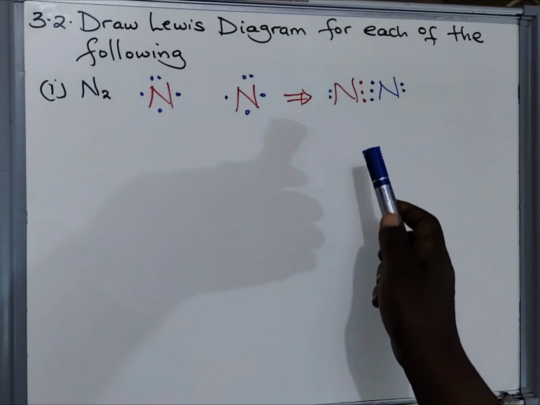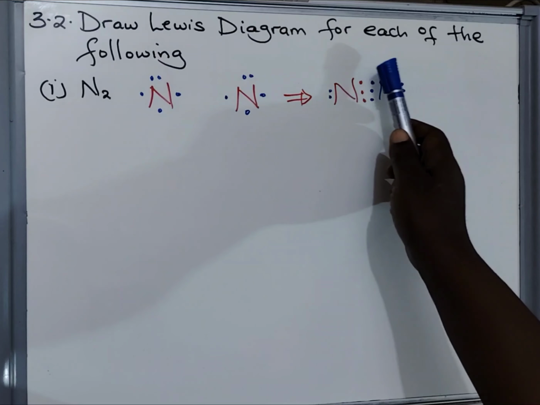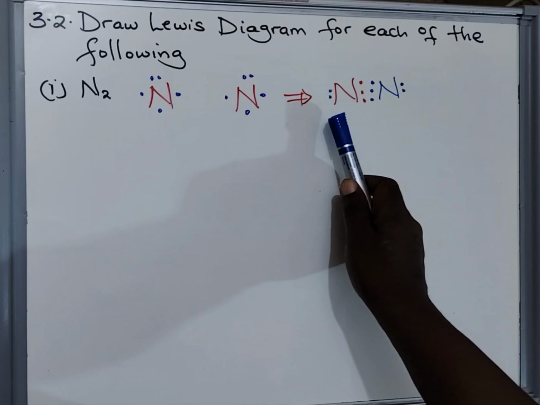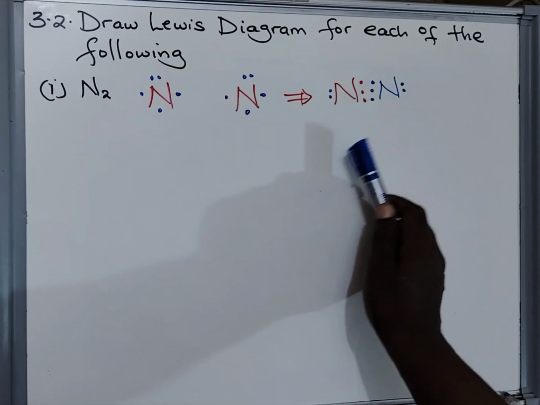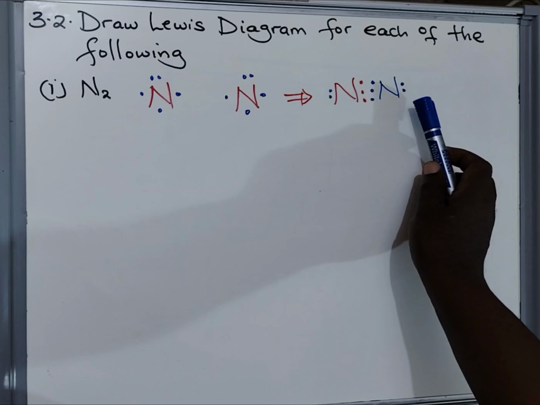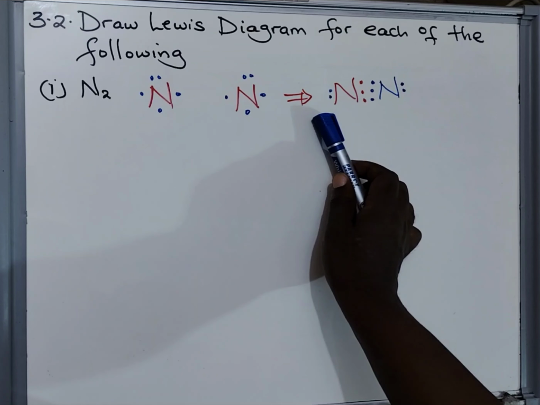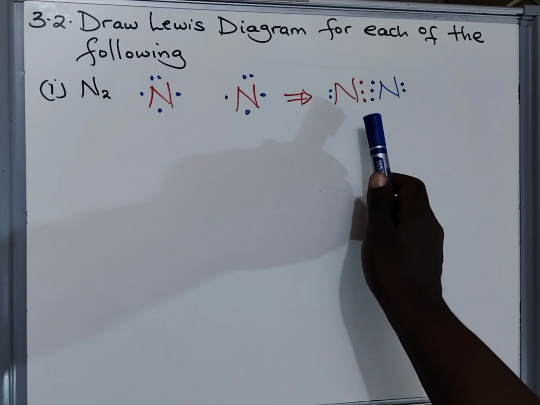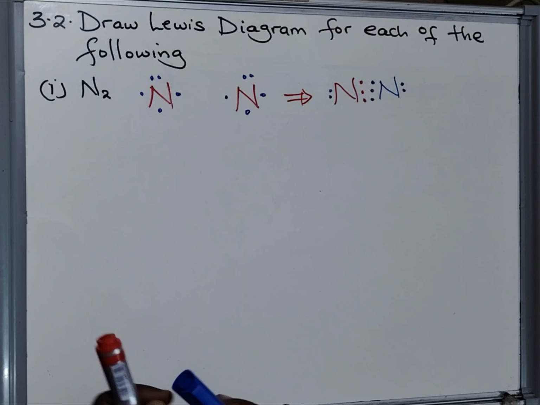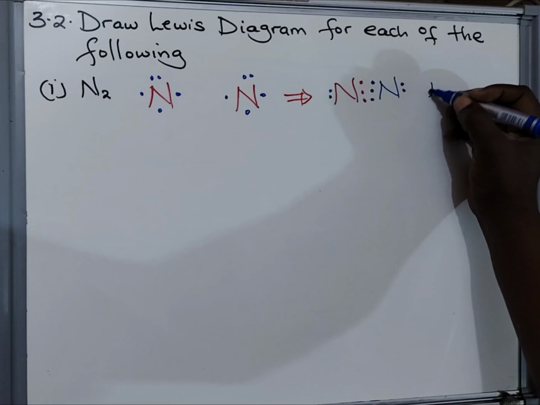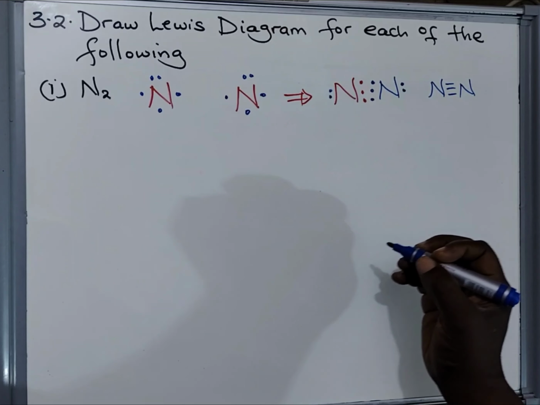So if you look at each nitrogen here, you realize that it satisfies the octet rule. It has 8 electrons. These are 6 plus 2 is 8. The same applies to the other one. It has 6 plus 2, which is 8. So that is it. What you have here is the nitrogen molecule, which we indicate structurally as nitrogen with a triple bond between them.